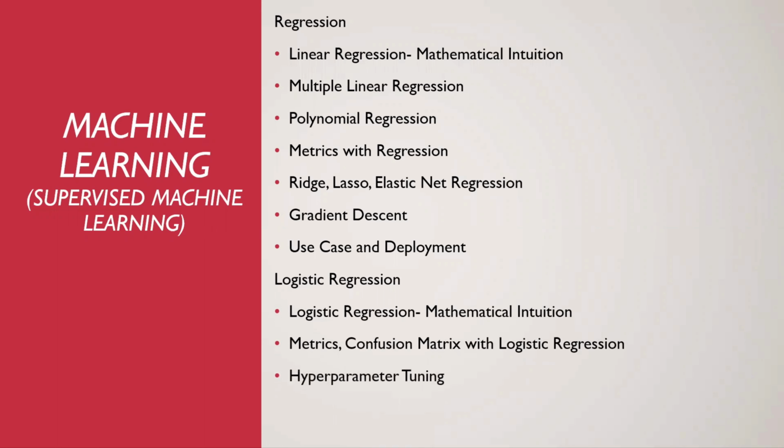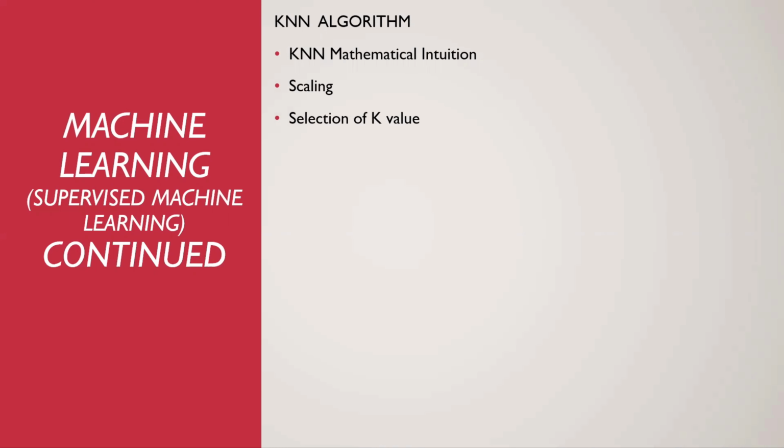How do you tune it using your hyperparameters? And again, with the use case and deployment. And next we'll move on to the KNN algorithm. This is a good distance-based algorithm. You have to know the complete mathematical intuition behind it. What is scaling? How do you select a K value? KNN regressor and classifier, with a use case.